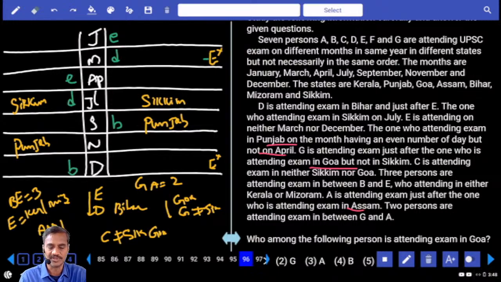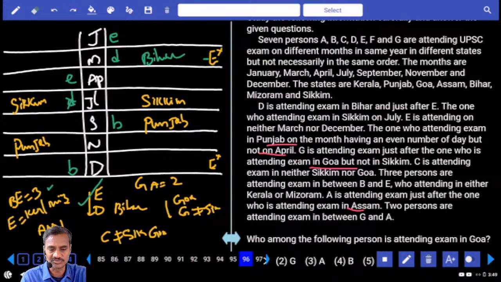Then G and A, there are exactly two people in between. And A is immediately after Assam. And B and E, there are three people. E is either Kerala or Mizoram, and D is from Bihar. As D is from Bihar, this is not possible. Are you getting this one or not? As this is not possible, D is from Bihar, Bihar is here. Now we are done with this information. B and E have exactly three people between them, and E is either Kerala or Mizoram.